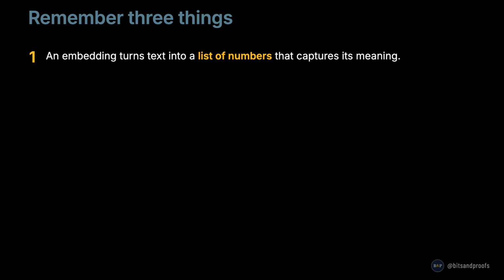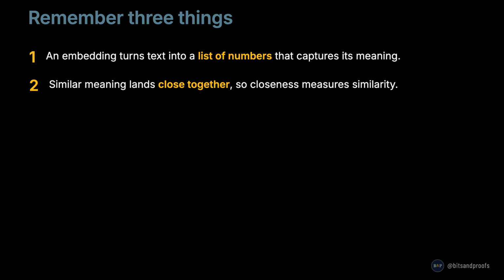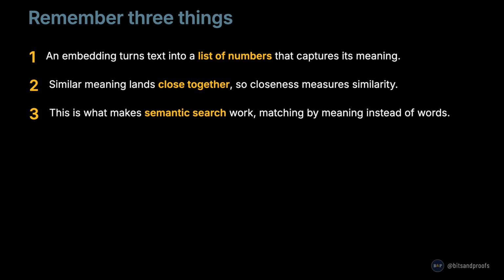Let us bring it together. Remember three things. 1. An embedding turns text into a list of numbers that captures its meaning. 2. Similar meaning lands close together, so closeness measures similarity. 3. This is what makes semantic search work, matching by meaning instead of by words.